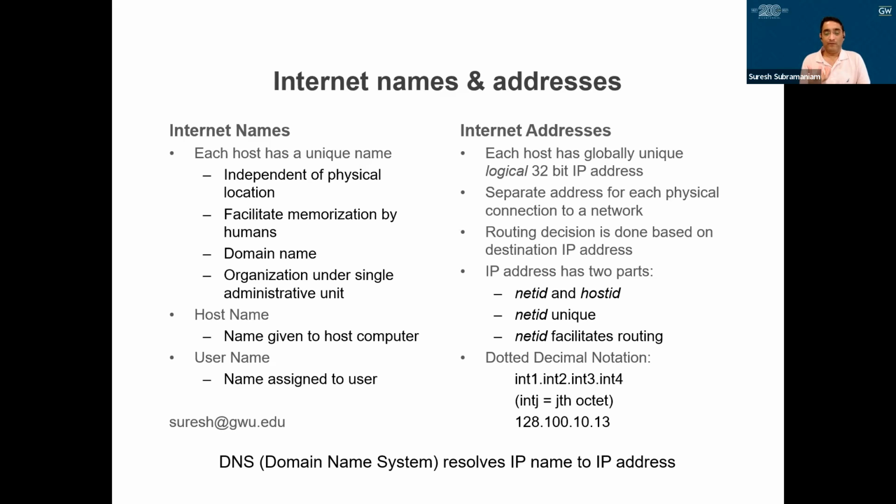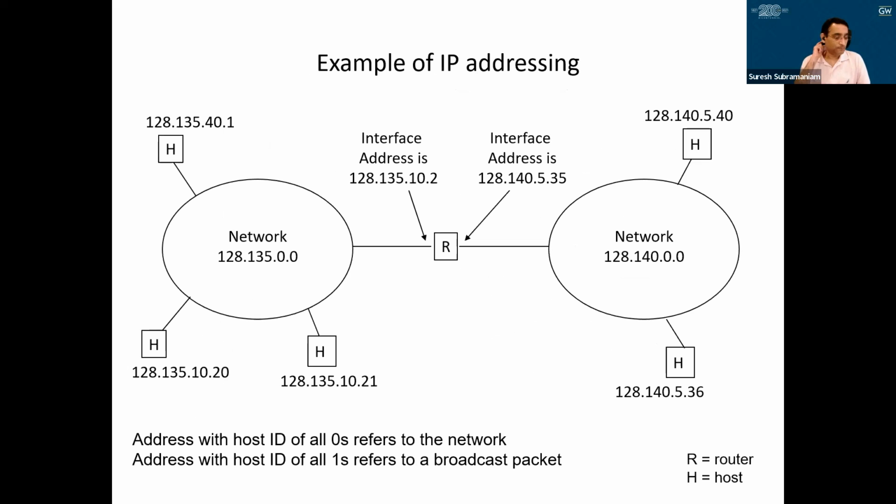So when a router looks at a packet and says, where is this packet going to? It's going to look at the network ID field of the packet and determine, okay, this host is on this network. So this is where I need to send this packet. Okay. So let me show you a simple example here. So suppose there are two networks here. Okay. For example, this is one department network or one organization's network. This is another organization's network.